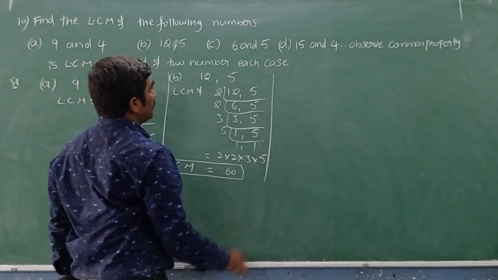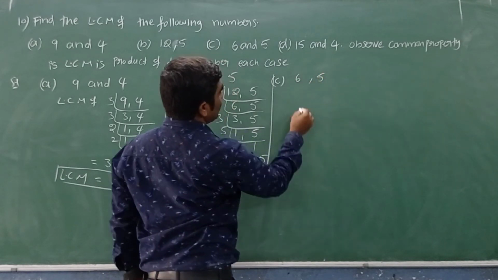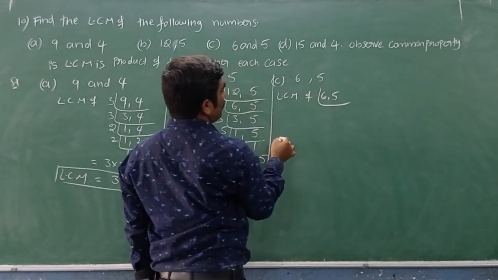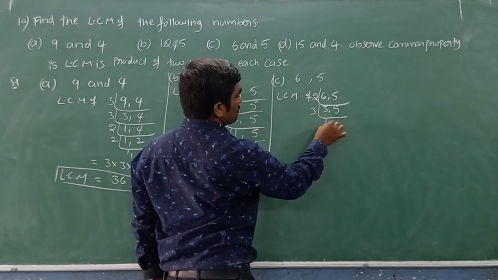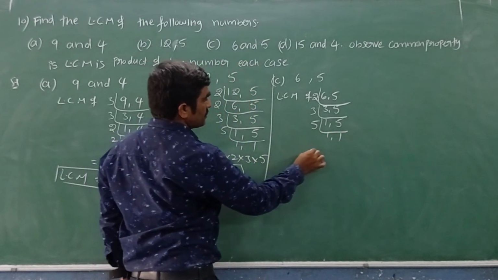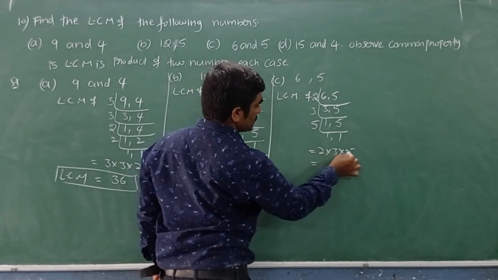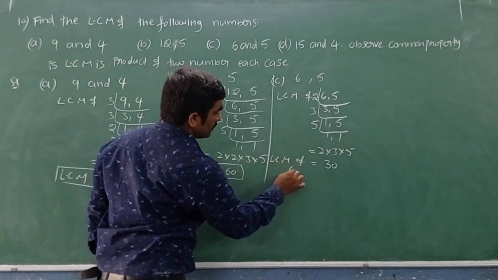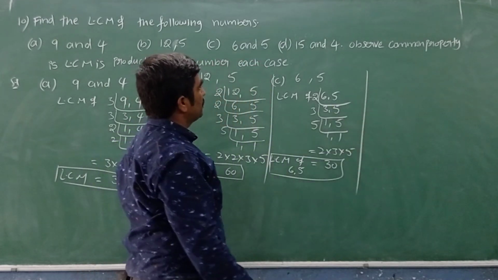Let's go for the next one. C, they are asking to find the LCM of 6 comma 5. Which prime number is possible? 2 table. 2 threes are 6, 5 as it is. Again 3 table is possible in 6, in 5 not possible, so as it is. Again 5 table, 5 ones are 5. Now the LCM is 2 into 3 into 5, which is 2 threes are 6, 6 fives are 30. So the LCM of 6 comma 5 is 30.